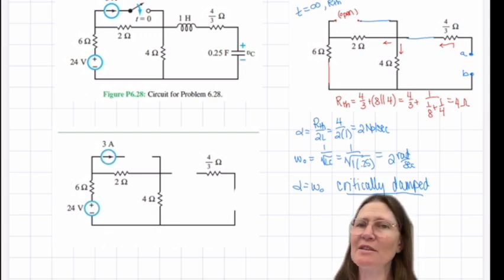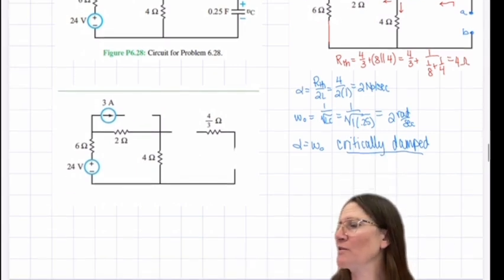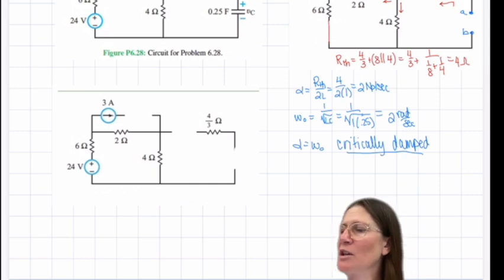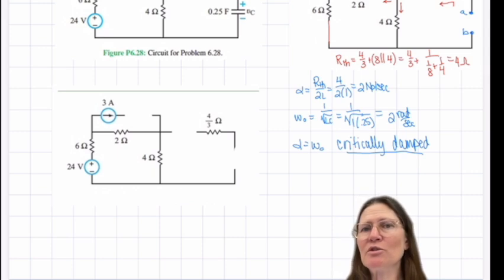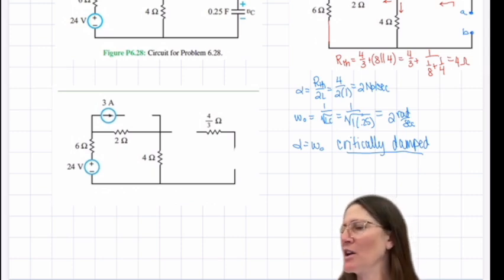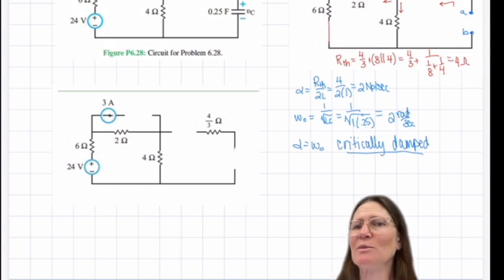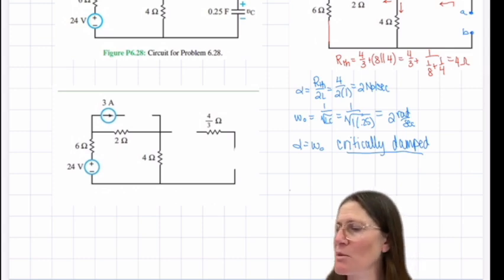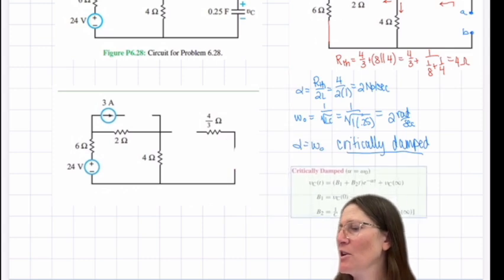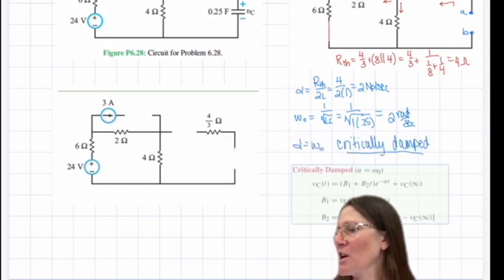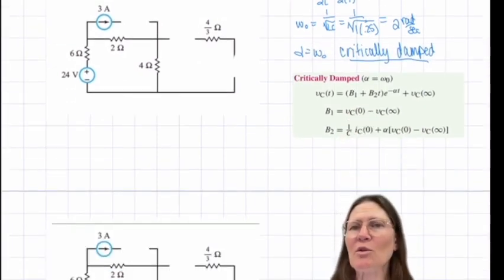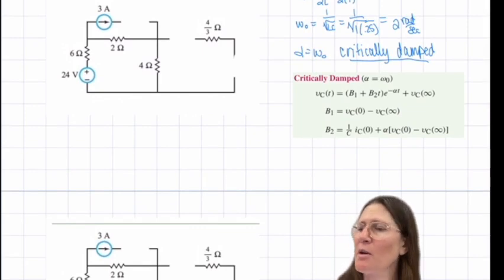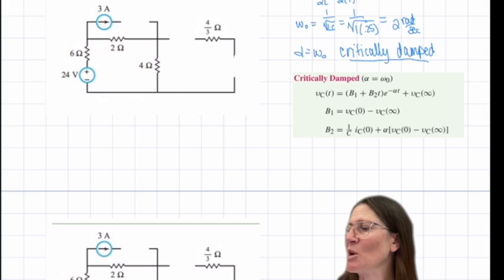And so that becomes 4/3, and then I hit a branch, which means those two branches are in parallel. So 4/3 plus the 8 in parallel with 4. That gives me 4 ohms. And then I use alpha is RTH over 2L, and that gives me 2 nepers per second. And then omega naught is 1 over the square root of LC. That gives me 2 radians per second. So then I am critically damped. So with critically damped, I need the variables B1 and B2, and so I need to find VC and IC at 0, and then VC at infinity.